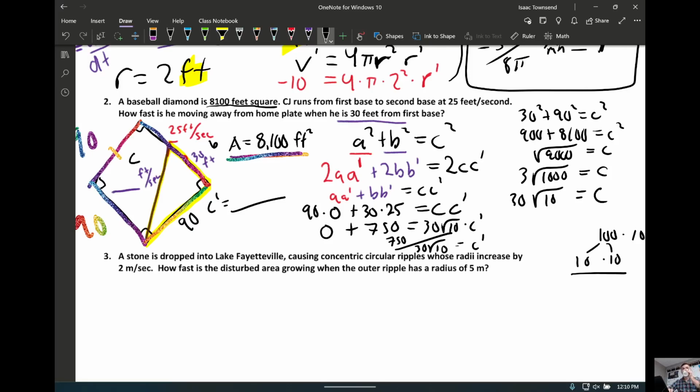Oh, well, yeah, he's already right. That's insane. Get him in the Olympics. Get him in the Olympics with that kind of speed. It's 8 feet per second away from home plate. That's way down here. So he's almost running directly away from it.